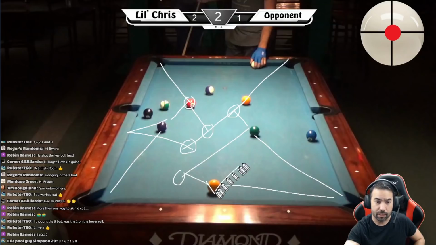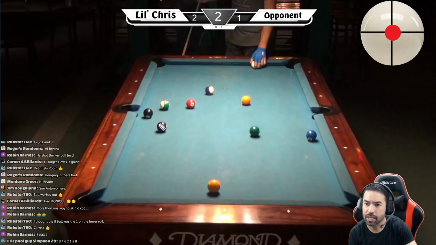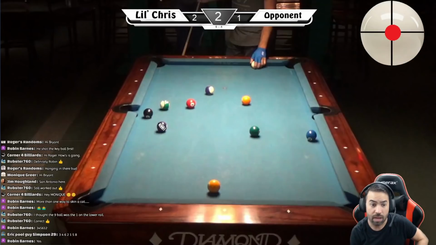Is this pretty much the way that you would think about playing this pattern, Robin? Lots of lines on the table. Let's see. Eric, Pool Guy Simpson, you're saying 3, 4, 6, 2, 1, 5, 8. I don't see an issue with that pattern either, because you can see everybody has their own little flavor.